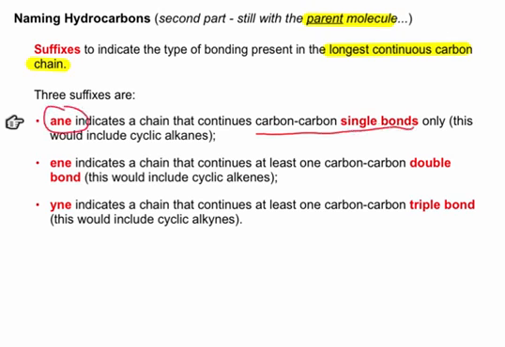Well, if it's E-N-E, it means there's at least one carbon-carbon double bond. And if the ending is Y-N-E, it means there's at least one carbon-carbon triple bond. And so with the prefix, something like eth, and with the suffix like -ene, we get ethene. And what ethene is, is a 2-carbon hydrocarbon with a carbon-carbon double bond. So the suffixes combined with the prefixes give us the name for the longest continuous carbon chain.